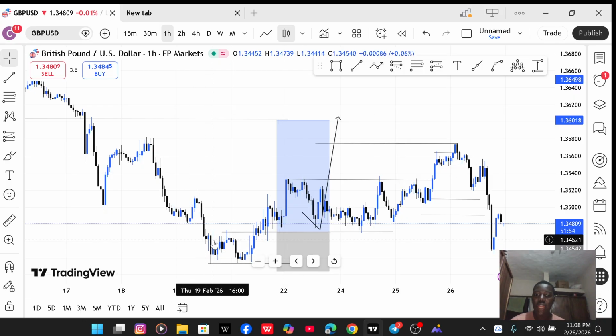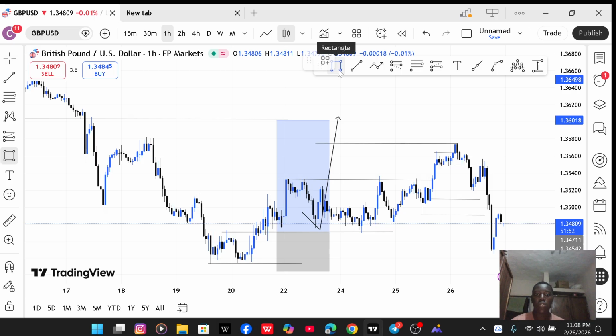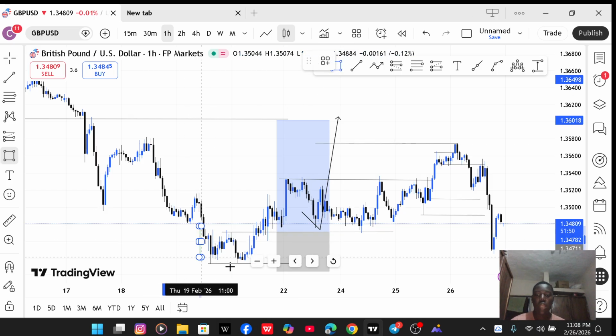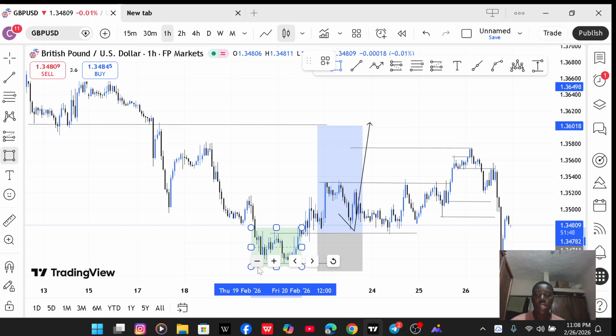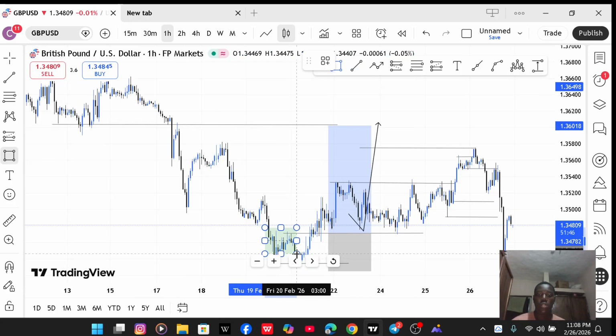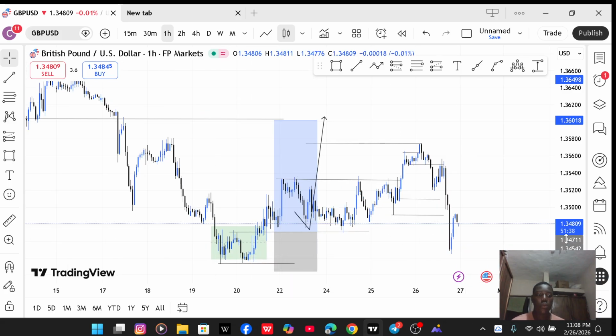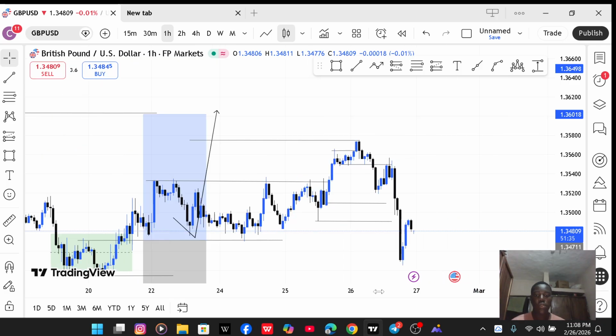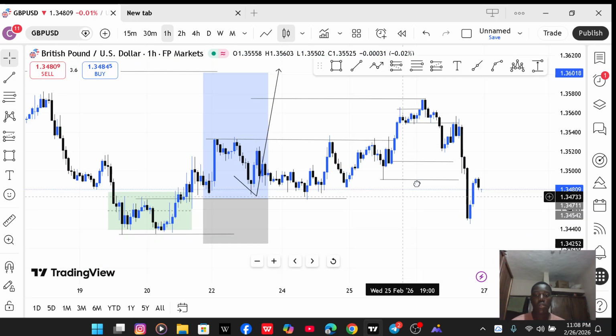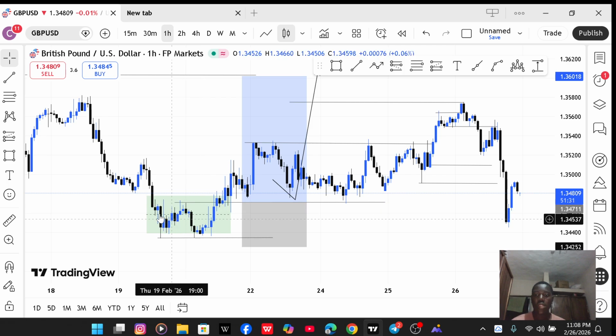So the price tapped into this zone. Let me just mark the zone now so you can see it. It tapped into this zone. Can you see this zone? Yes, this box here. So you zoom in and you can see this box here.